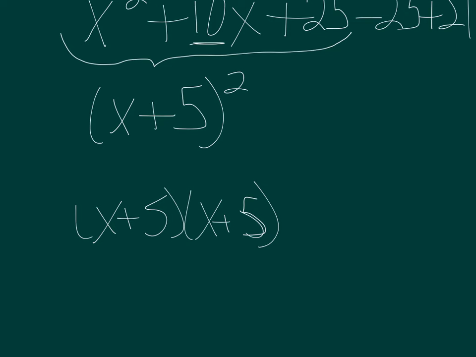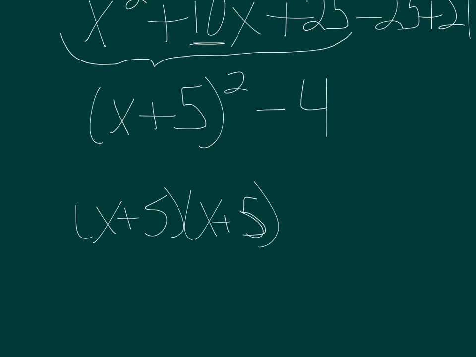Now I had to subtract a 25 because if I just add a 25, then I'm completely changing the value of this entire equation. So if I also subtract 25, I'm adding 0 to this equation. So I'm not changing the value of the equation. So I take the first three terms, I make it into the square, then I still have this negative 25 plus 21, so I have a minus 4.